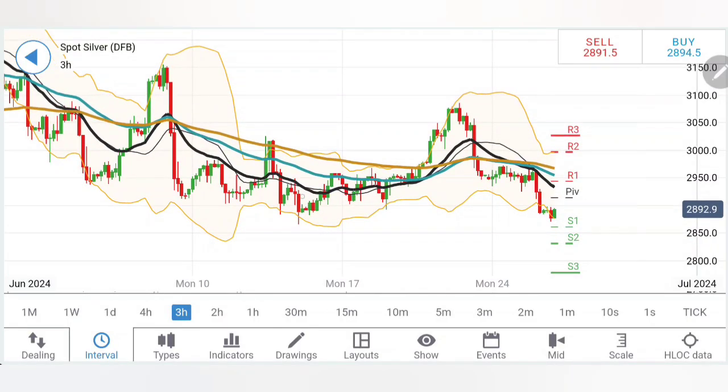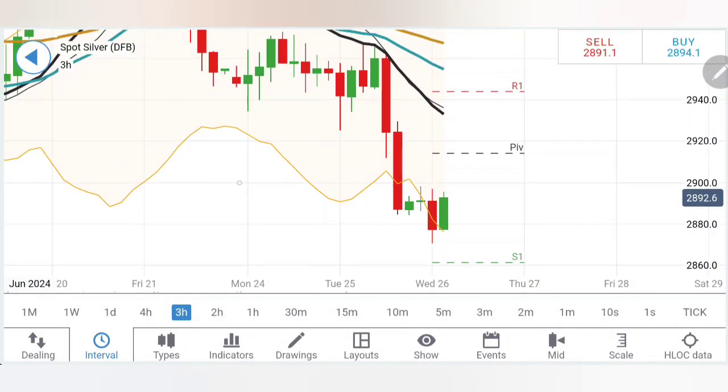Coming to the 3-hour chart, if you look at the 3-hour chart, see lower highs are seen here. We have to wait for it to break beyond 29, and that will confirm the reversal.